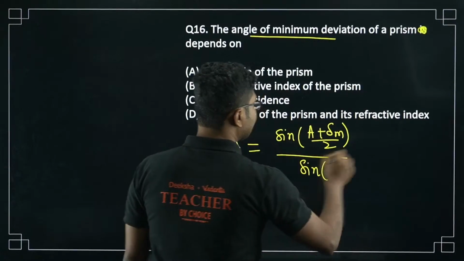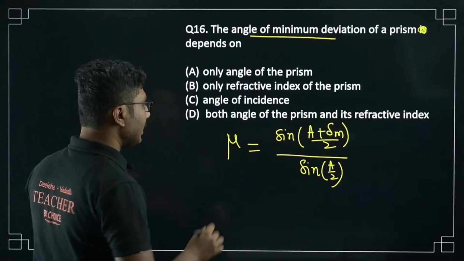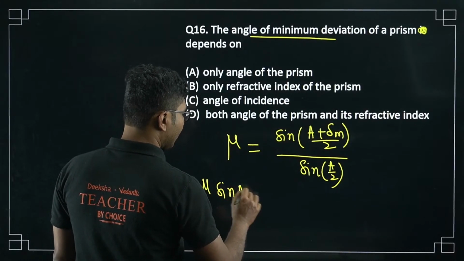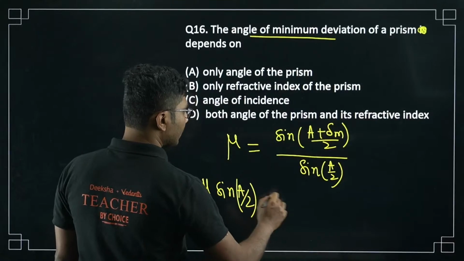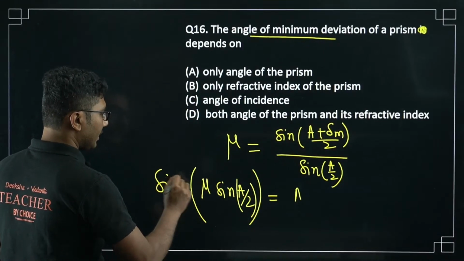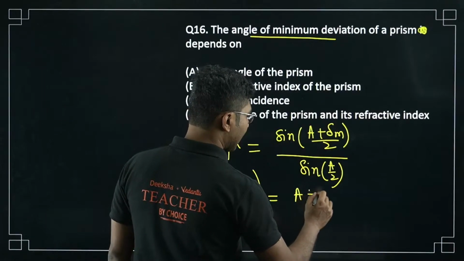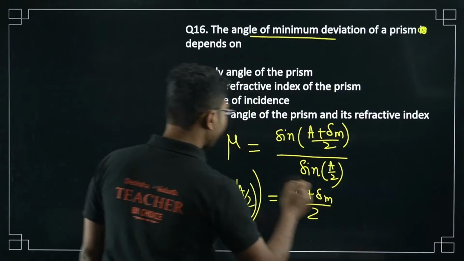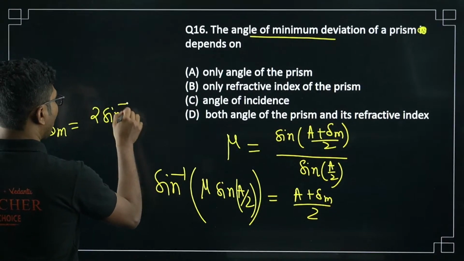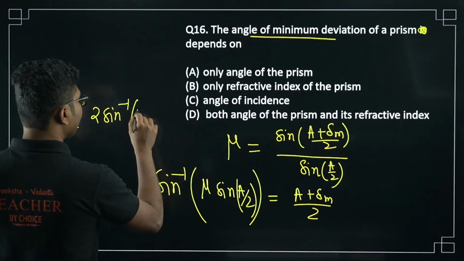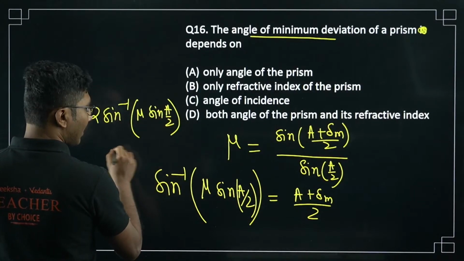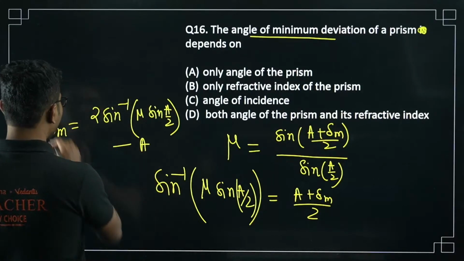So definitely this is the simplest possible relationship. From here we can say that mu sine A by 2 is basically equal to sine of (A plus delta m) by 2, and if we take sine inverse on both sides, then we get (A plus delta m) by 2. So from here we can say that delta m is basically 2 sine inverse of mu sine A by 2, minus A. This is the formula for delta m.